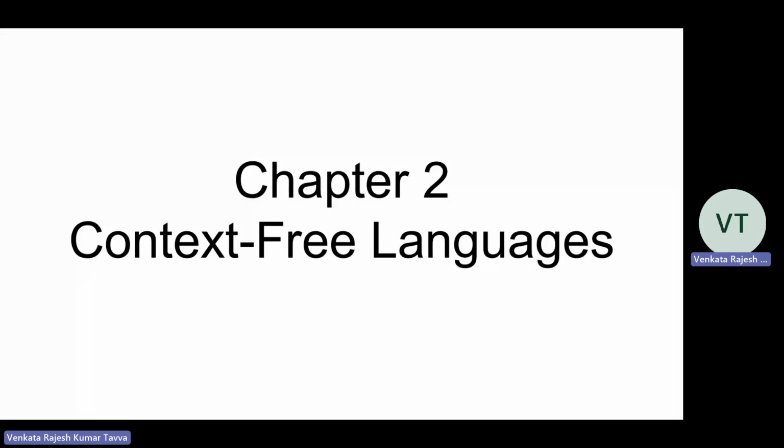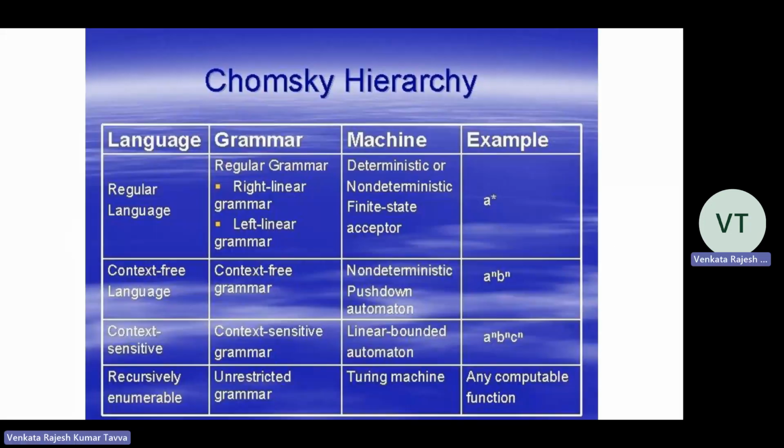We will be looking at the second chapter, context-free languages. If you remember, I showed this table in the beginning. This is the Chomsky hierarchy. So there are 4 types of languages or 4 types of grammars. Each language has a grammar as well as a recognizer or a machine. The machine basically does the recognition job.